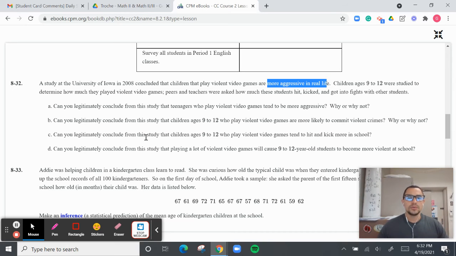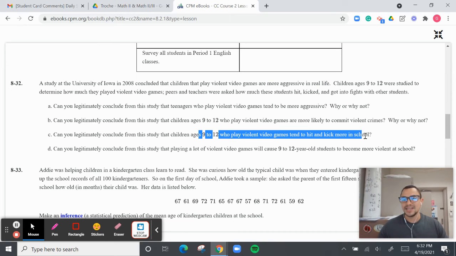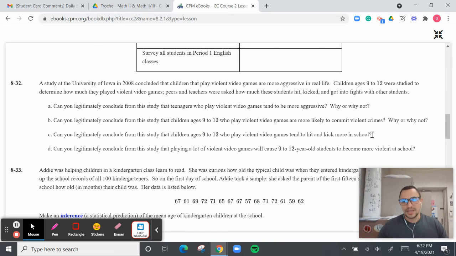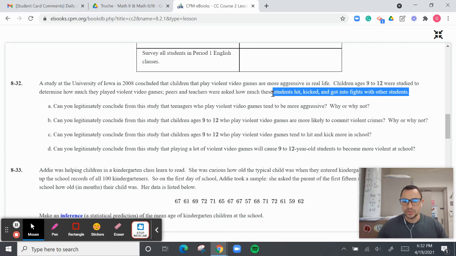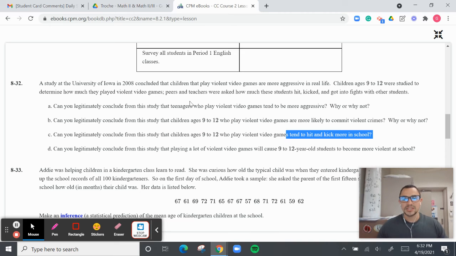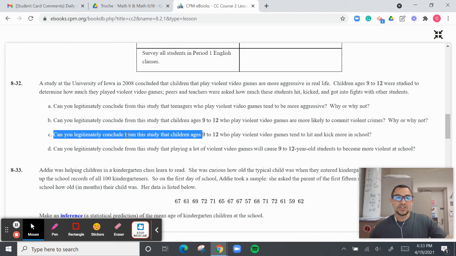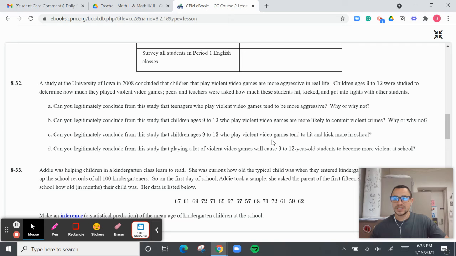Can you legitimately conclude from this study that children 9 to 12 who play violent video games tend to hit and kick more in school? Yes. This is exactly what they're talking about: getting in fights with other students, peers and teachers. And that is what we're talking about, because peers and teachers are in school, other students are in school, and these people are in school. So it's all the same population in the same area, and that is pretty much yes. Can you conclude that they tend to hit or kick more in school? That's what we're looking for. It does indicate this. It does conclude that.